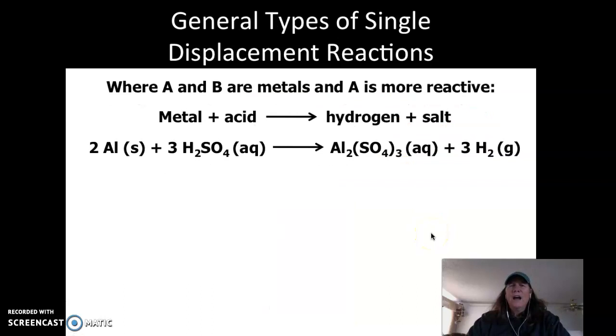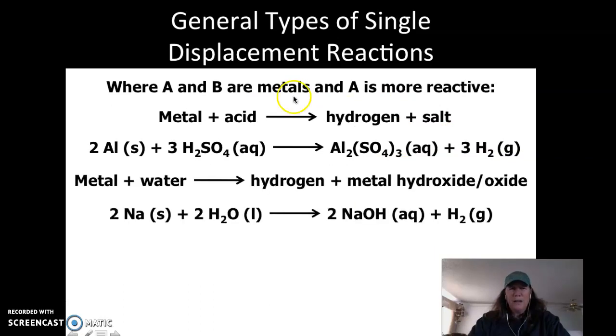All right, here's some general types. This is a metal and an acid. Aluminum plus, this is called sulfuric acid. What's going to happen is the aluminum is going to take the place of the hydrogen. The hydrogen is going to be by itself, and the aluminum is going to combine with the sulfate. So again, I look at this, I got an element by itself, that's single replacement. Here I got 2 things and I end with 2, so I know it's not decomposition or synthesis.